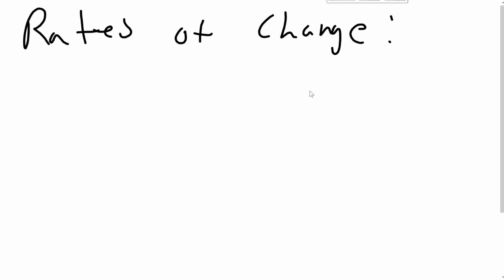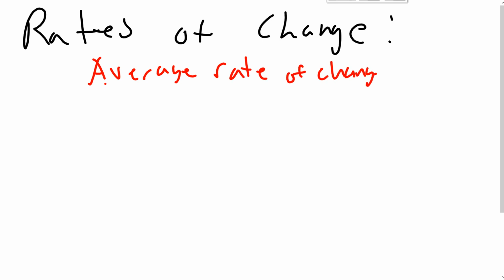Rates of change in section 2.1. So this is part 2. When we look at rates of change, we have average rate of change. And so that's having two y values and subtracting those two y values, divided by subtracting their x's, right? So that's average rate of change.